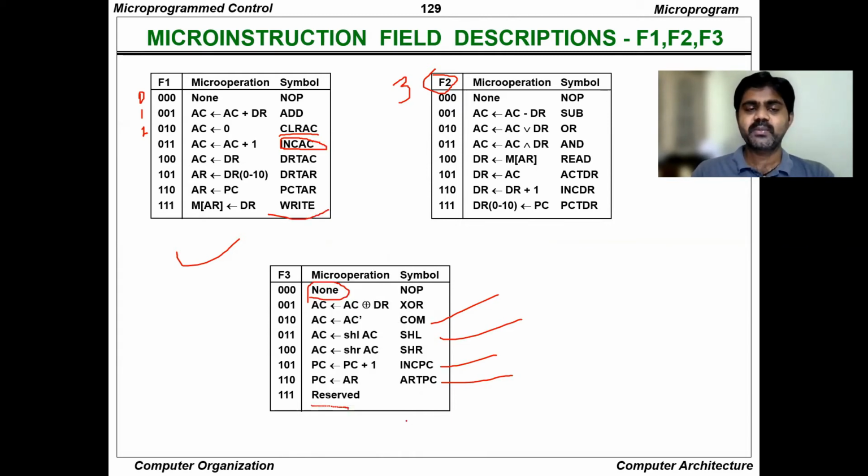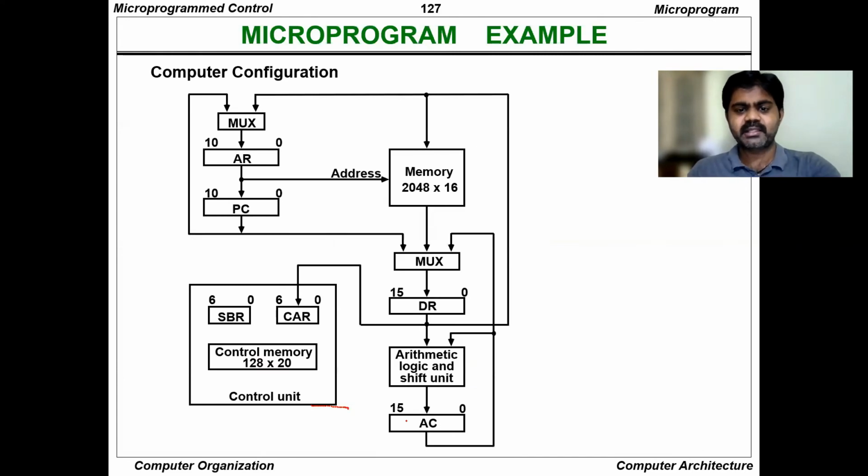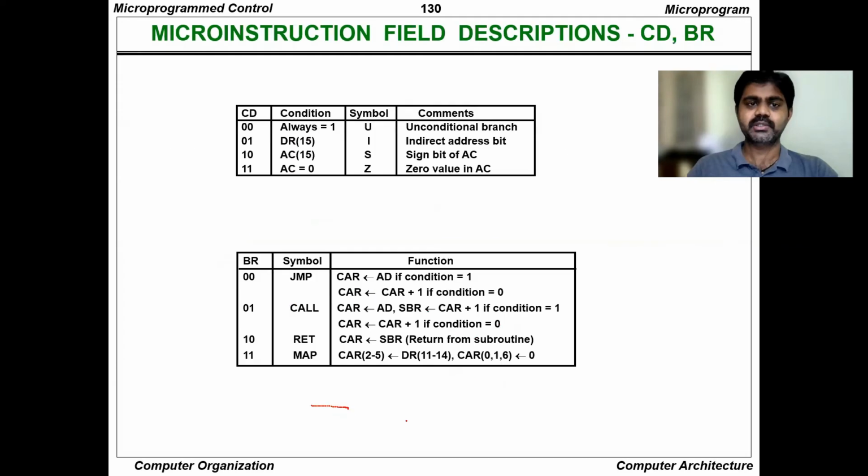In this way we divided it into 3 fields, F1, F2, F3. In most cases, if you see the diagram here, from the arithmetic logical shift unit it goes to the control memory, that is 20 bits. The 20 bits are divided into fields, and we focus on F1, F2, F3, which are of 3 bits each. So we get 2 power 3, 8 micro operations.